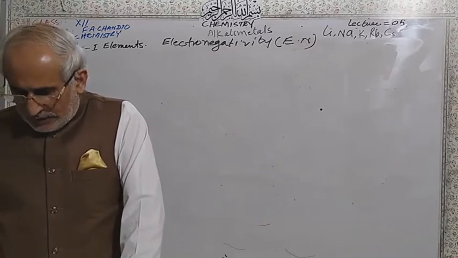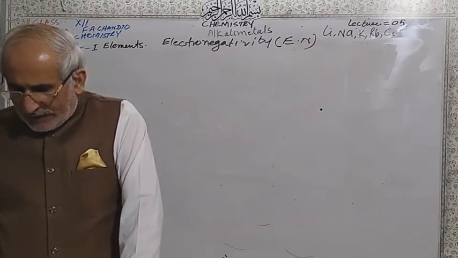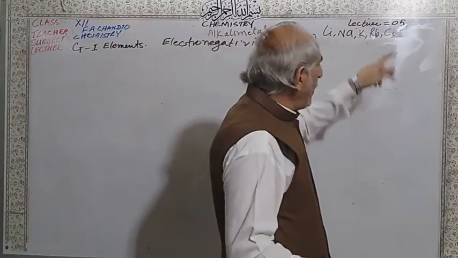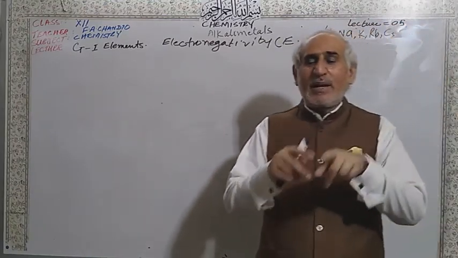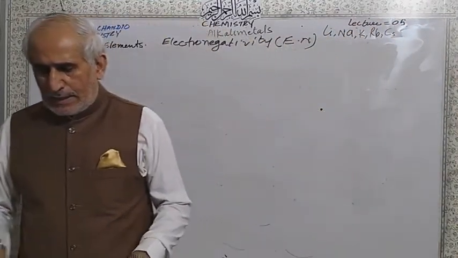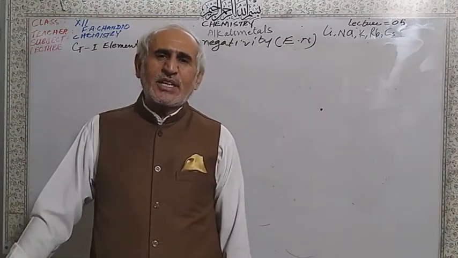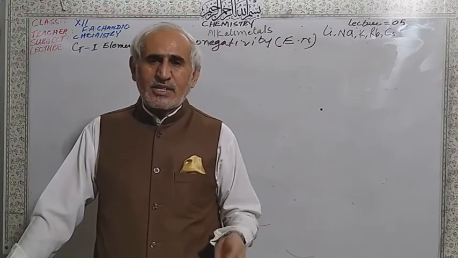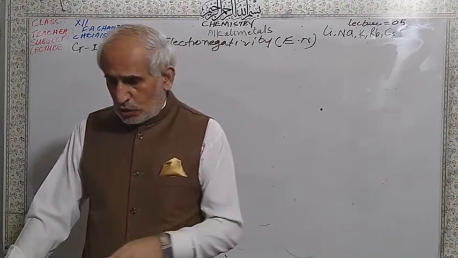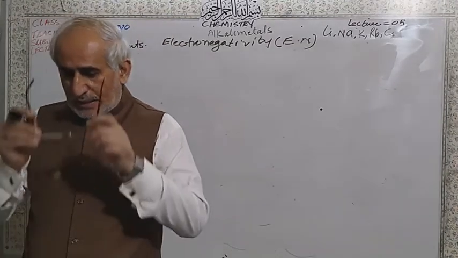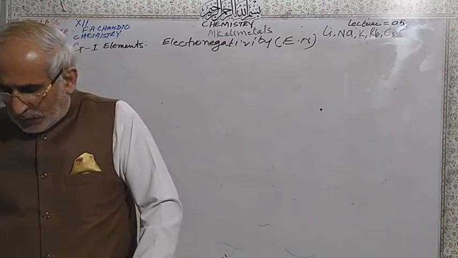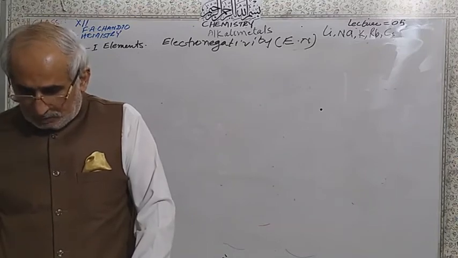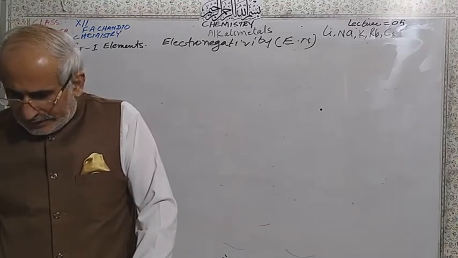But if we compare from lithium to cesium, lithium has a very small size, with only 2 shells, and cesium has the largest size. If you compare, we can say that among these elements, lithium is more electronegative and cesium is the least electronegative. So electronegative character decreases as we go down the group. As you see in the table here, the electronegativity for lithium, sodium, potassium, rubidium and cesium decreases.